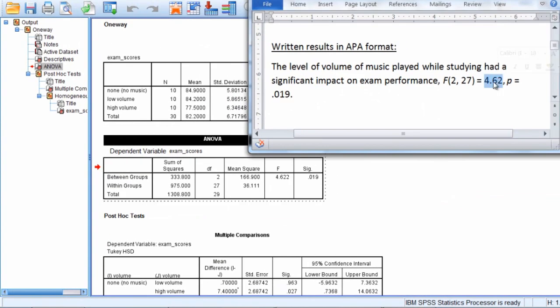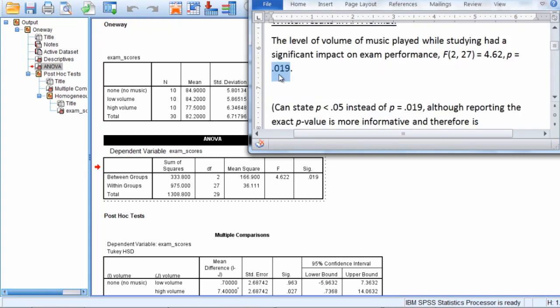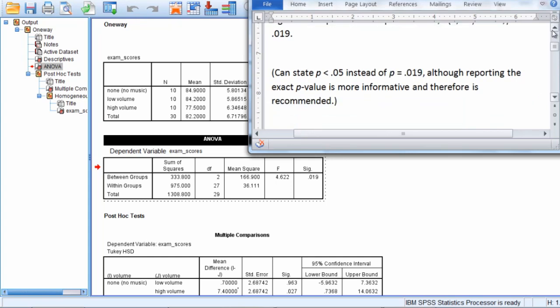Next, we have an F of 4.62, which when rounding to 2 decimal places, you can see right here. And finally, our p-value is 0.019, which is reported here in the p-value column shown as sig. And as always, we could state that p is less than 0.05 instead of p is equal to 0.019, although reporting the exact p-value is more informative and therefore is recommended.